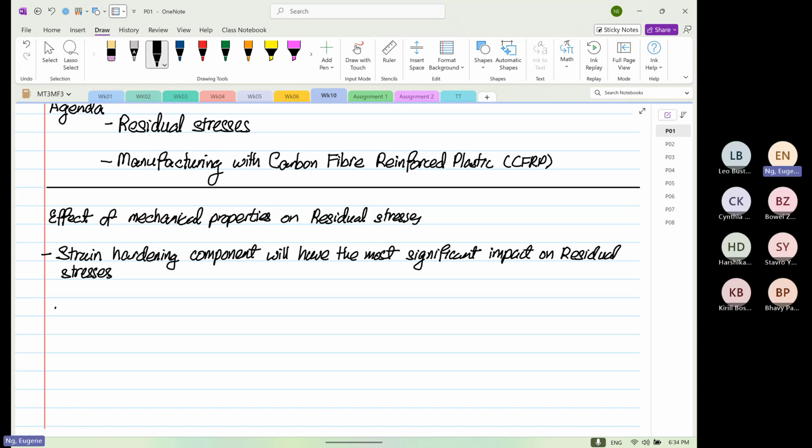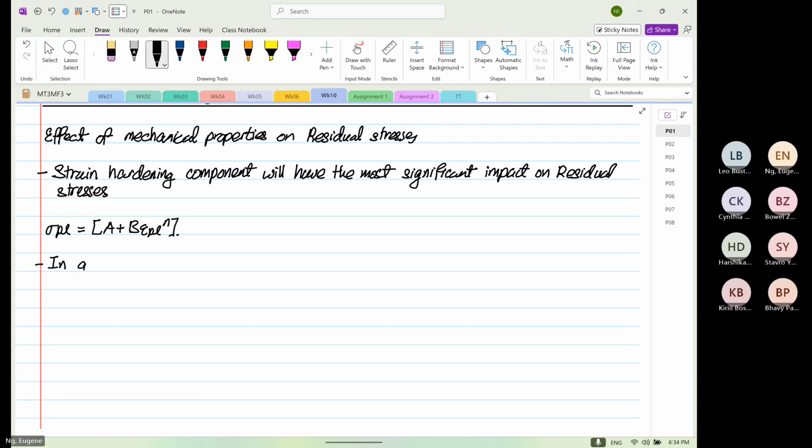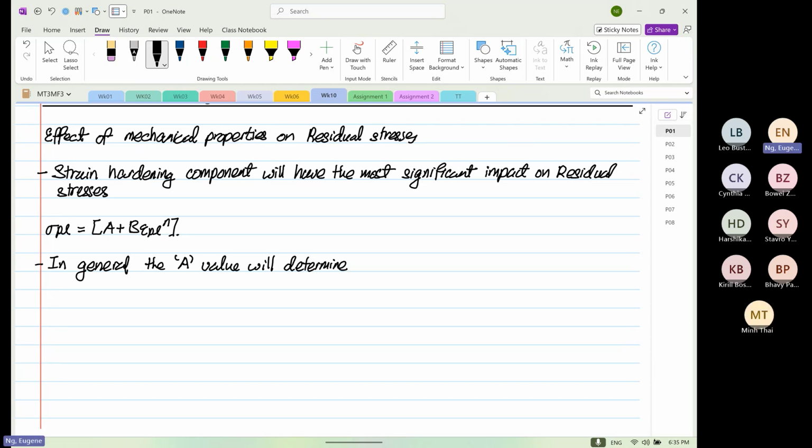Okay. So if we look at the plastic flow stress, you have A plus B epsilon PL to the power of N. Okay, we're not going to consider the rest of the terms. They have an effect, but not as much as the strain hardening component. So in general, the A value will determine the possible maximum tensile or compressive residual stresses.